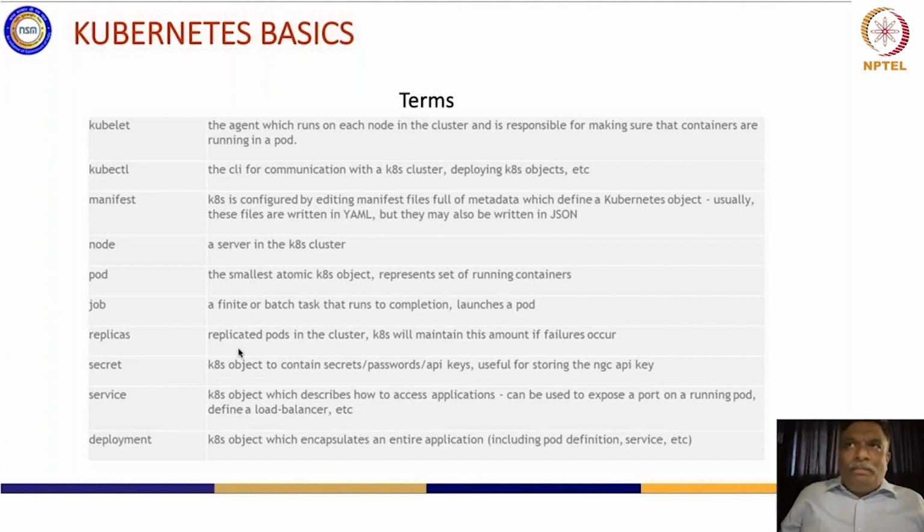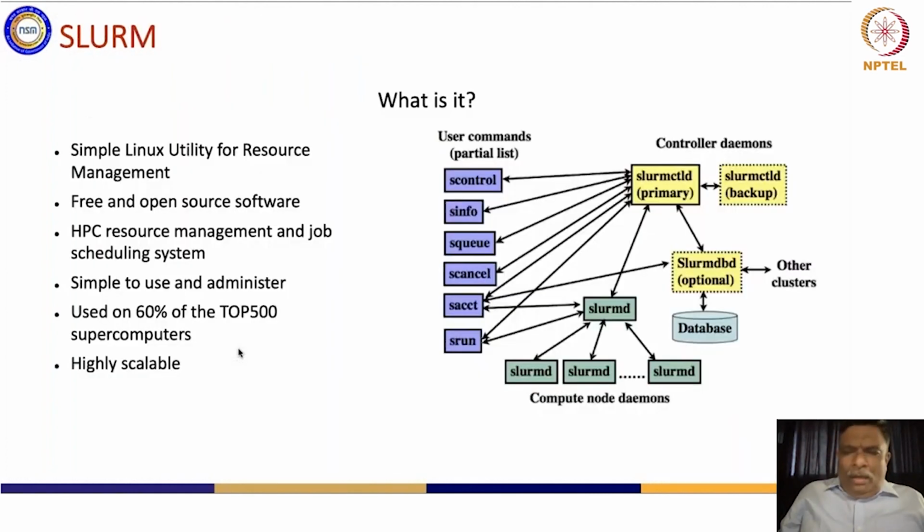And then let us try to understand Slurm. Slurm is a simple Linux utility for resource management. This you saw in one of the previous classes. What it does is again the same thing of scheduling, but it is basically used for HPC resource management and job scheduling.